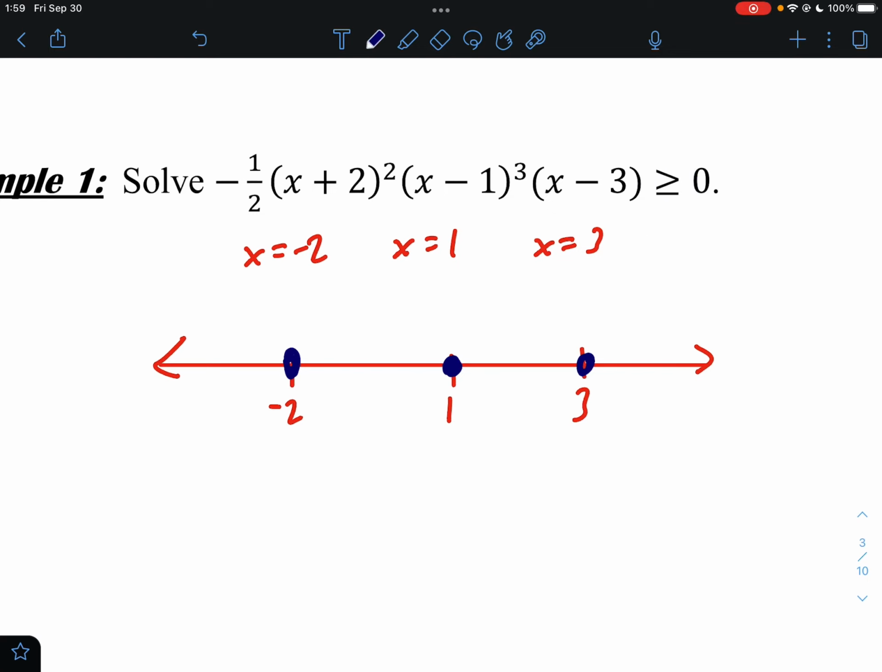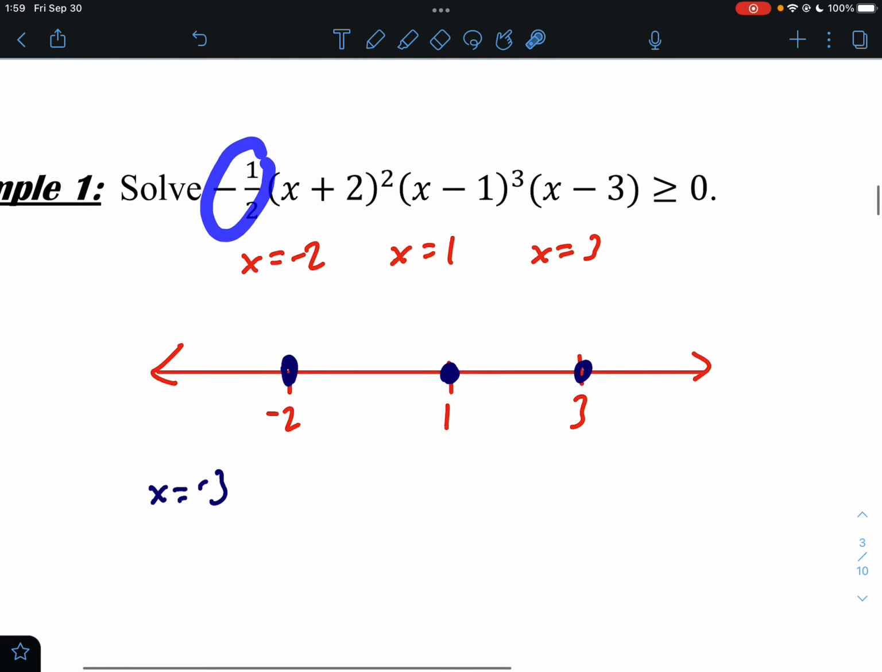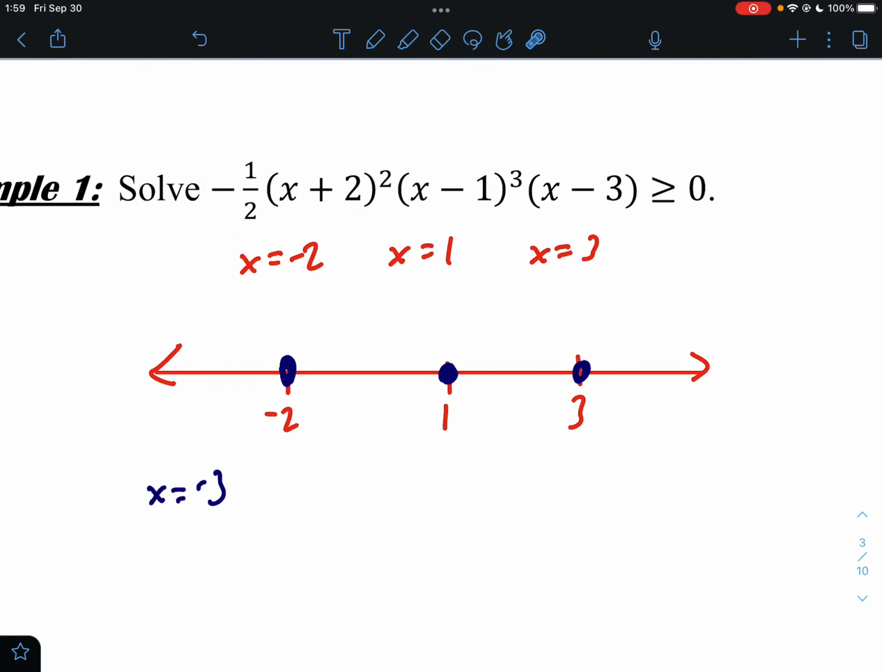Now we're going to pick test points in each of these 4 intervals. Our first interval, maybe we pick x equals negative 3. We're not looking for an actual number, just think about what we get back. If it was negative 3, it would be negative times something squared, so that's positive, times negative 4 cubed, which is negative, times negative. So it's negative, positive, negative, negative. That's going to give us a negative answer. In the second interval, maybe we pick 0. That's an easy one to pick. So it's going to be negative, positive, negative, negative. So it's also negative.